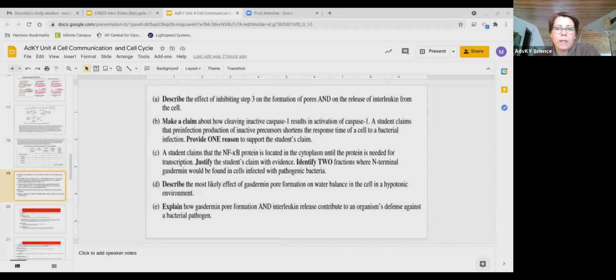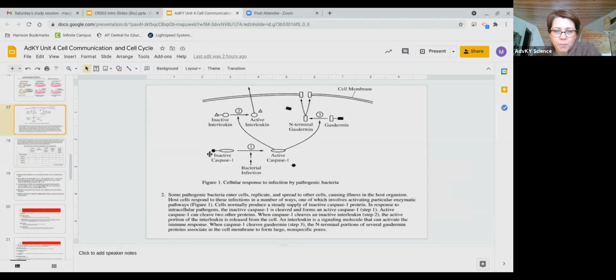So B, we're making a claim about how cleaving the inactive caspase results in activation of it. So if we go back to this picture, if we look at the inactive, it kind of consists of two parts. You have this oval shaped circle and the blackened circle together. And to cleave it or cut it, what happens? The white circle is still kind of the same, but the black circle is removed. So we've removed a portion of that. So we have changed its shape. And so changed shape activates it. Or if you said or were thinking that it removes the inhibitor, then you would have earned a point for that claim.